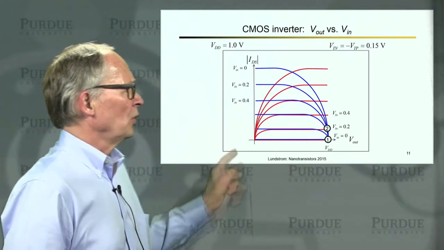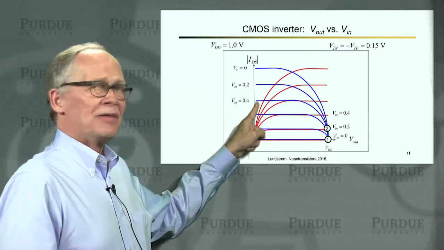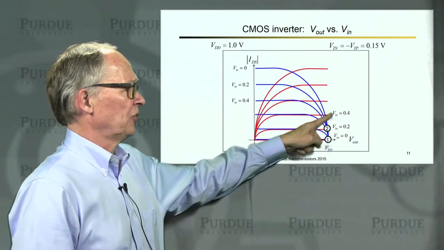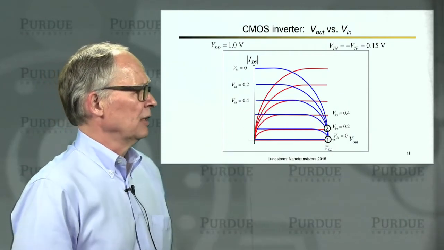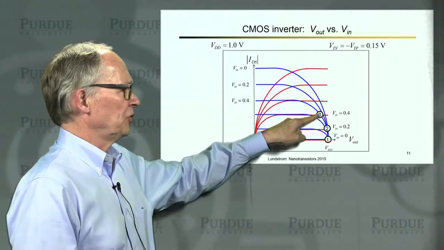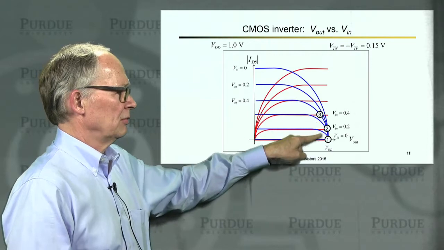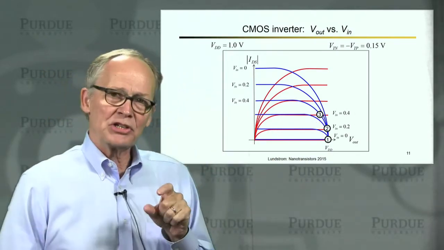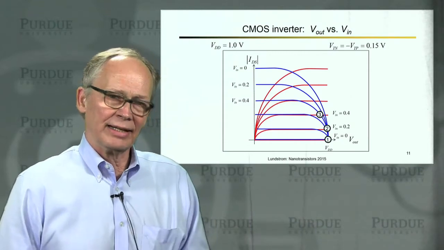At 0.4 volts, now I have only half the current in the PMOS device. I'm starting to get sizable current in the NMOS. The two curves intersect right there. And if I'm looking, my output voltage is still high. These three cases, 1, 2, and 3, I've had smallish input voltages. I've got a very high output voltage.